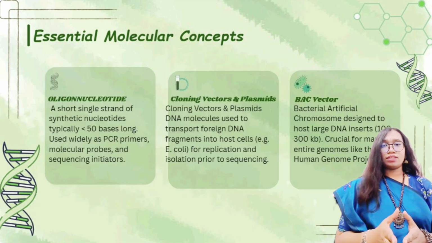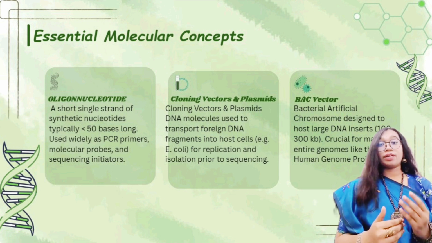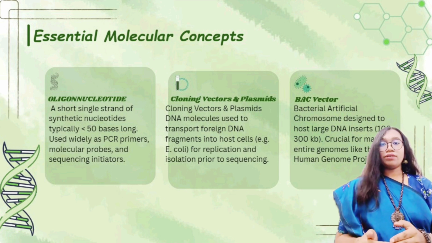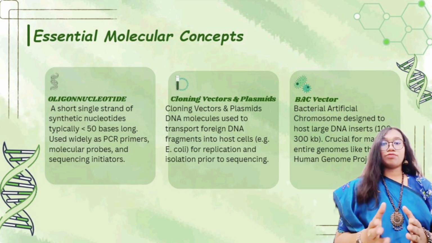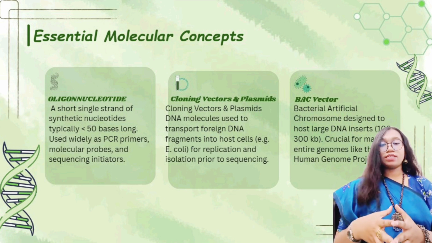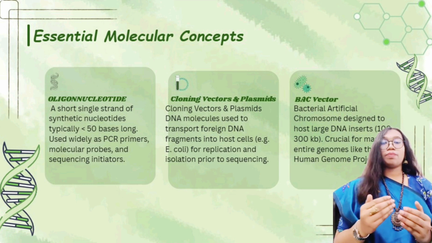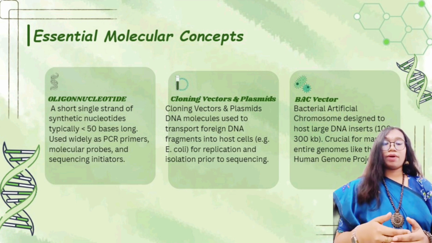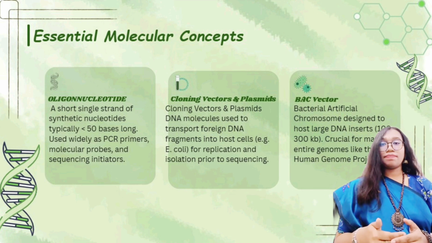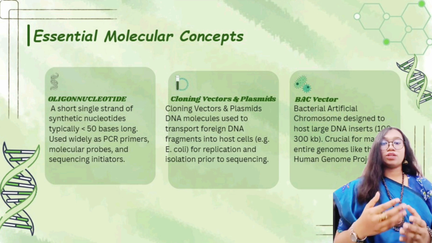Before learning the technologies, let's understand three important terms. Oligonucleotide is a short piece of DNA. It helps start the sequencing process. Plasmids and vectors are small DNA carriers. They carry DNA into bacteria like Escherichia coli, where many copies of the DNA are made. BAC, or bacterial artificial chromosome, can carry very large pieces of DNA. It was very important in the Human Genome Project.